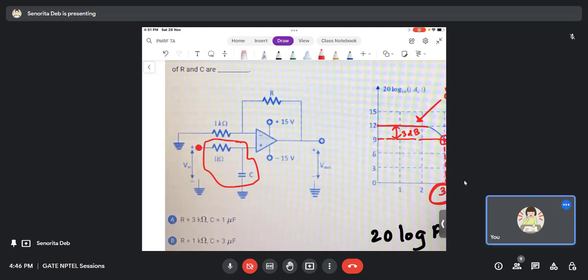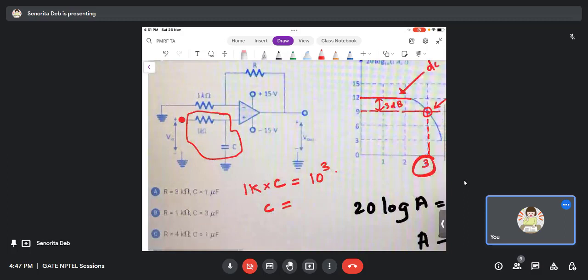The loading stops. Now what you will do: R is 1K, and RC equals 10 to the power 3 radians. I had done something wrong. So 1 by RC is nothing but 10 to the power 3, and therefore C is nothing but 1 microfarad. You can check. So this was the entire concept behind this question.